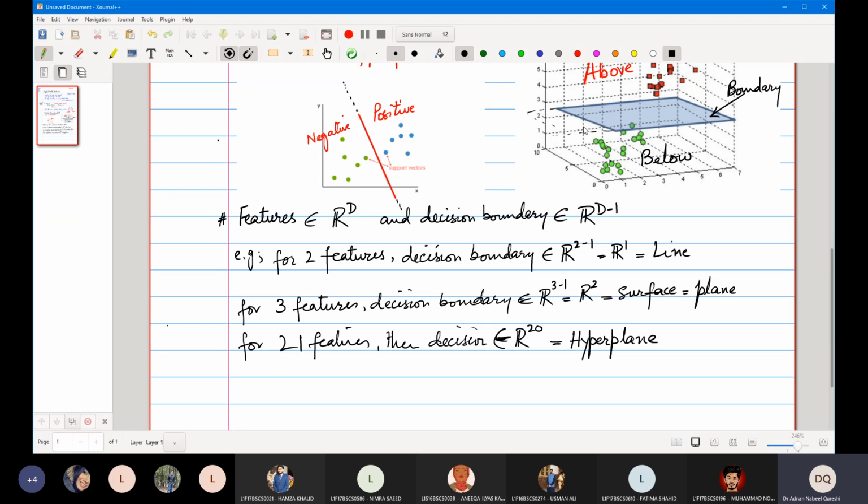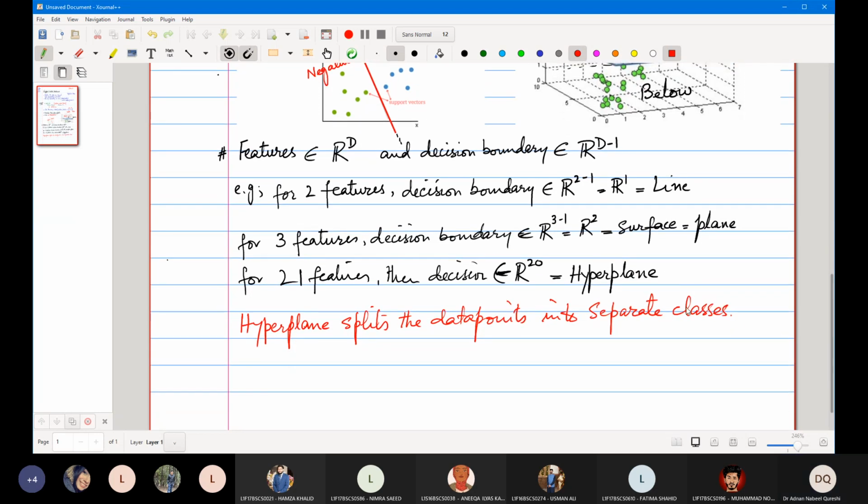हाइपरप्लेन डिवाइड्स the given data set into two half spaces. ये टेक्निकल टर्म है, ना भी आपको याद हो तो कोई बात नहीं है। Hyperplane will divide or split the data into classes. ये आप याद रख सकते हैं। So hyperplane splits the data points into separate classes. Yes or no? कोई क्वेश्चन, कंफ्यूजन?